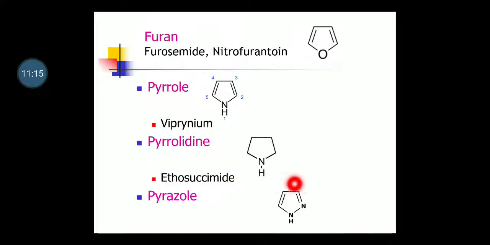So this is the structure of pyrazole, in which there are 2 nitrogens: one is unsaturated, the second one is saturated. So obviously we start numbering with the saturated nitrogen, and the next nitrogen gets the second position. So in pyrazole there are 2 nitrogens and their relative positions are 1 and 2. Sulfaphenazole is an example, a sulfonamide antibacterial drug which has a pyrazole ring in its structure.